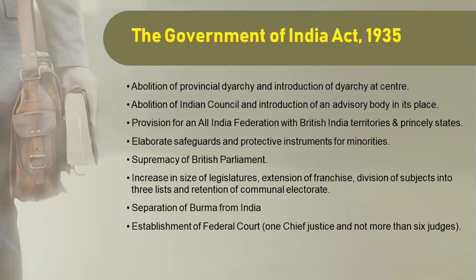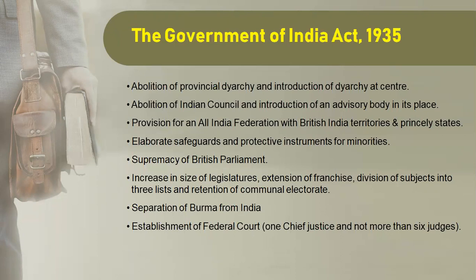So talking about Government of India Act 1935 at first, we see abolition of provincial diarchy, which is no dual structure in provinces, and we see they have again introduced diarchy at center like Lok Sabha, Rajya Sabha, things like that. Then you see abolition of Indian Council and introduction of an advisory body. So Indian Council was totally removed, and an advisory body was brought in its place. Now this advisory body can only give advice; it cannot do anything else. Then we see provision of All India Federation, right, with British Indian territories and princely states. The supremacy of British Parliament is now lost.